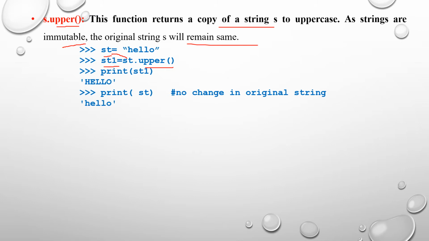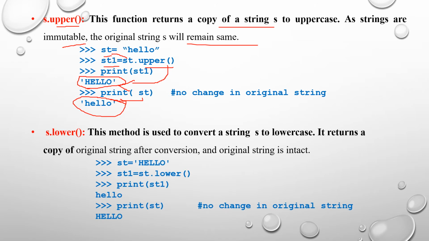If you print st1, it prints HELLO. The initial value stored is hello, all lowercase. Here the printed value is uppercase. So the upper function converts the lowercase into uppercase. Again, if you print st, there is no change in the original string, so it prints as it is: hello, all characters in lowercase. So this instruction converts the lowercase into uppercase. This is the use case of the upper function.